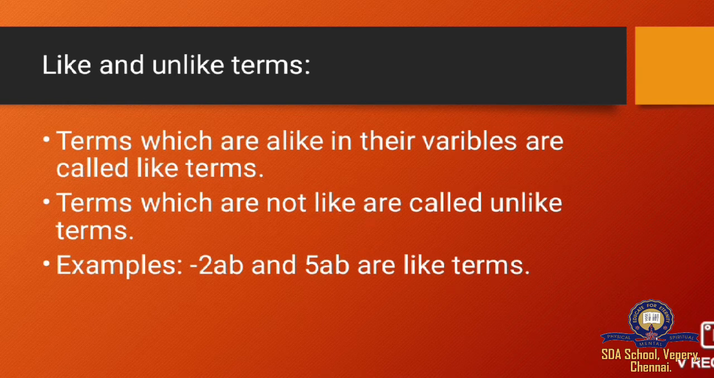Next, we move on to like and unlike terms. Terms which have the same variables are said to be like terms. If they are not like terms, then we say they are unlike terms. For example, minus 2ab and 5ab are like terms because the variables are common.